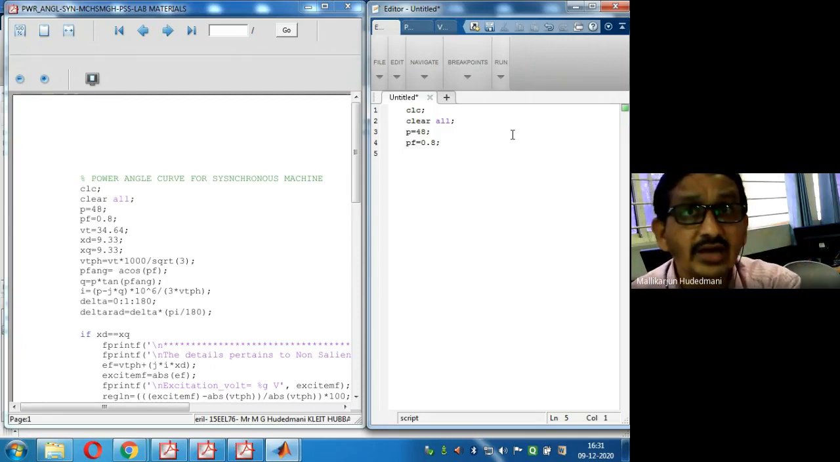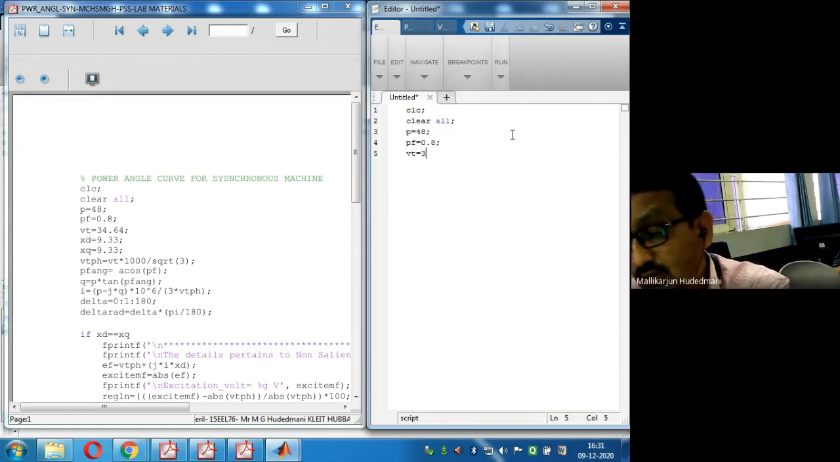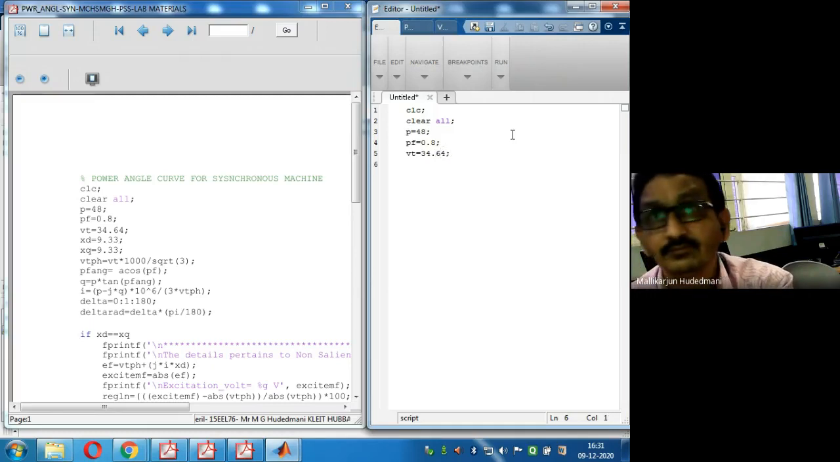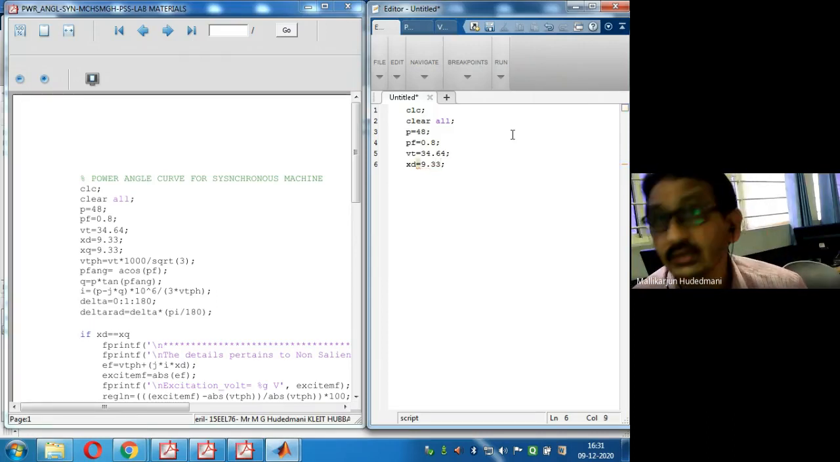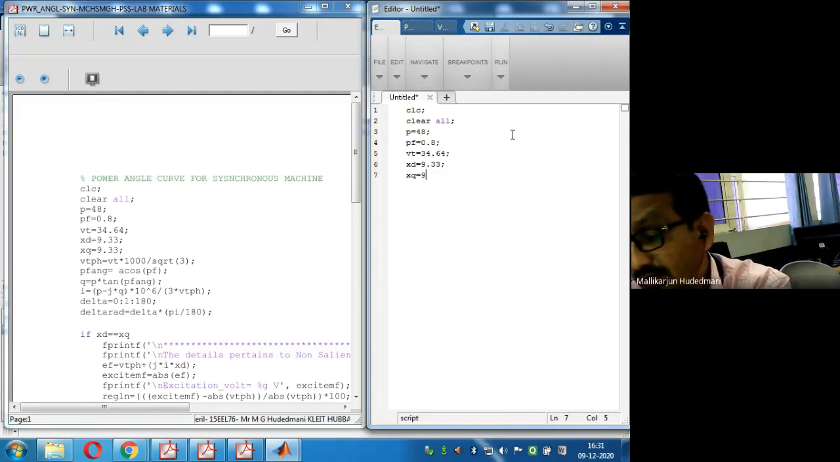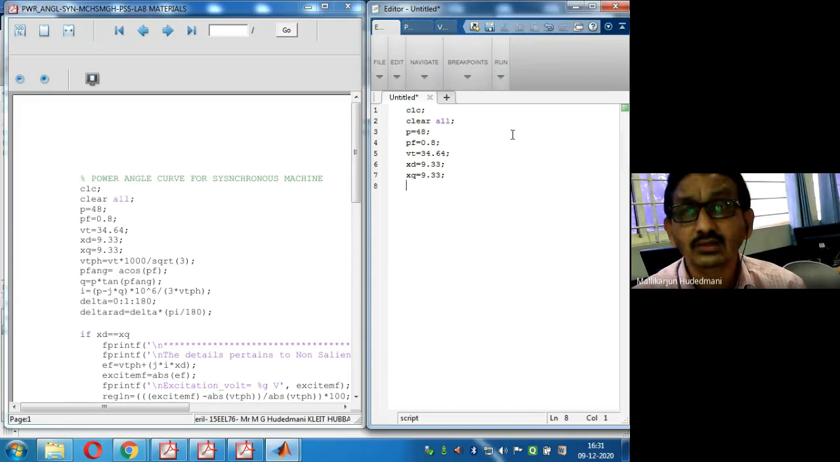Then VT I defined as voltage of the terminal. VT equal to 34.64. Whatever is in the problem, I am typing. Then XD I type here. XD equal to 9.33. Let us type. I will convey to you what is the meaning of this. 9.33. Enter. XQ equal to 9.33 semicolon. Enter. I completed up to this point.